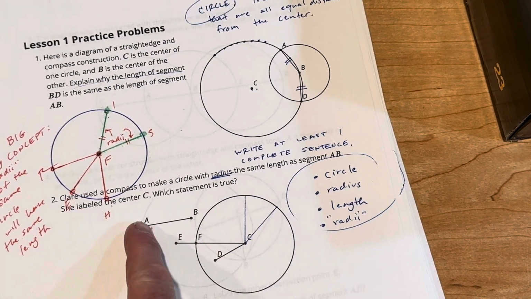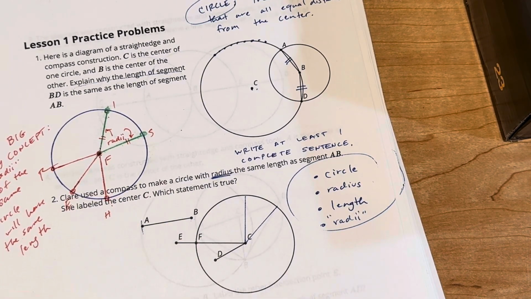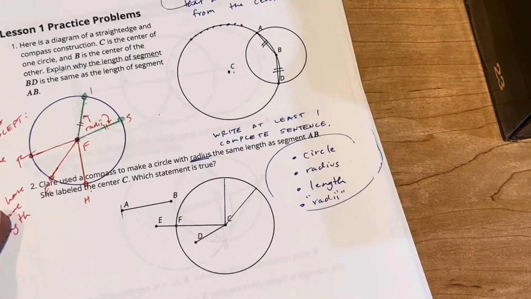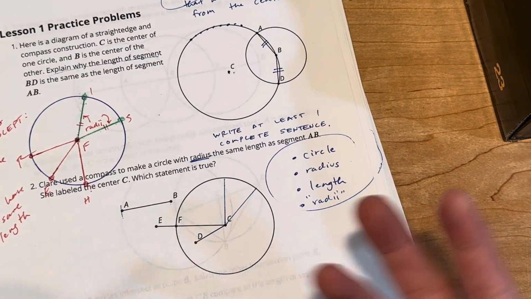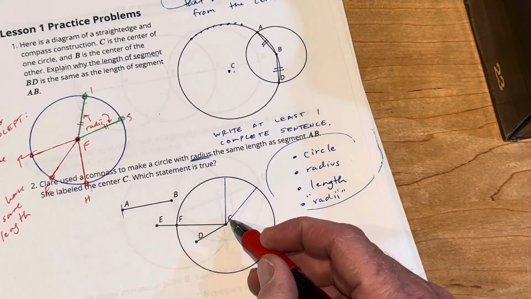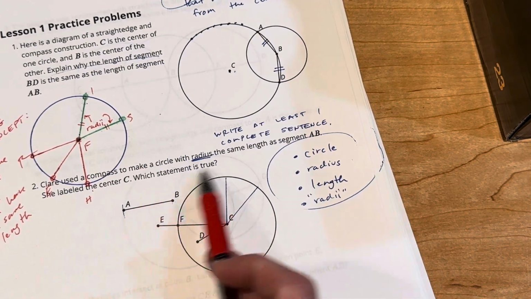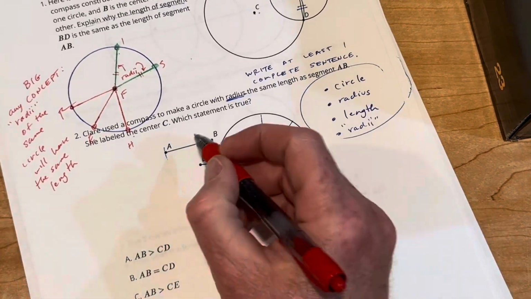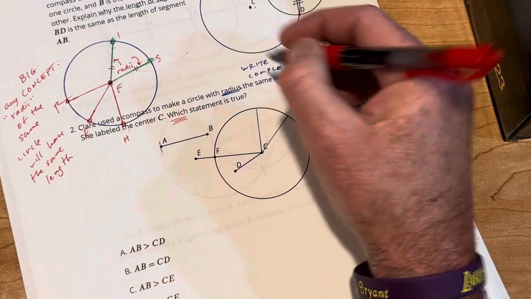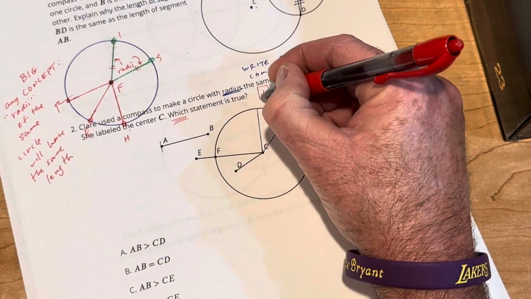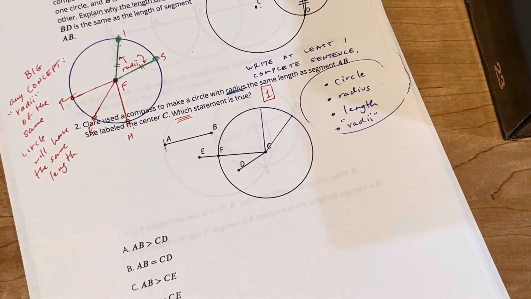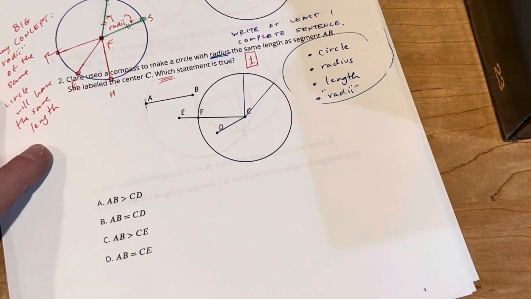And that's a segment. A segment is point to point with a line in between them. Anyway, she labeled the center of this circle C, which is right here. There's C. Which statement is true? So they said which, so that's a hint that they're looking for probably just one correct answer, A, B, C, or D.